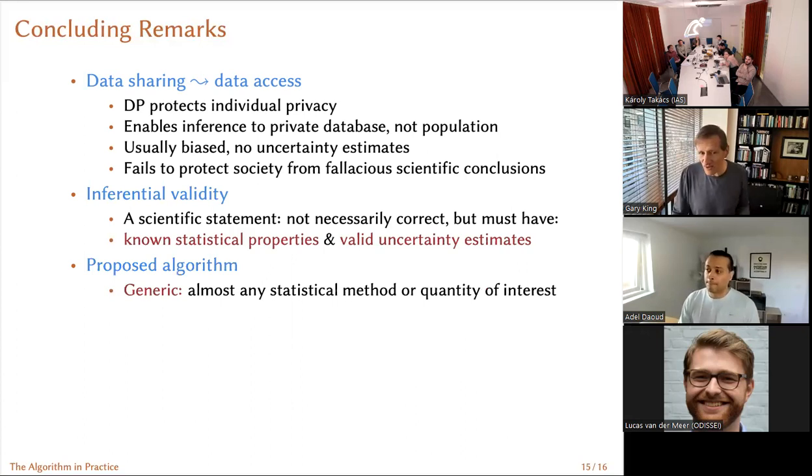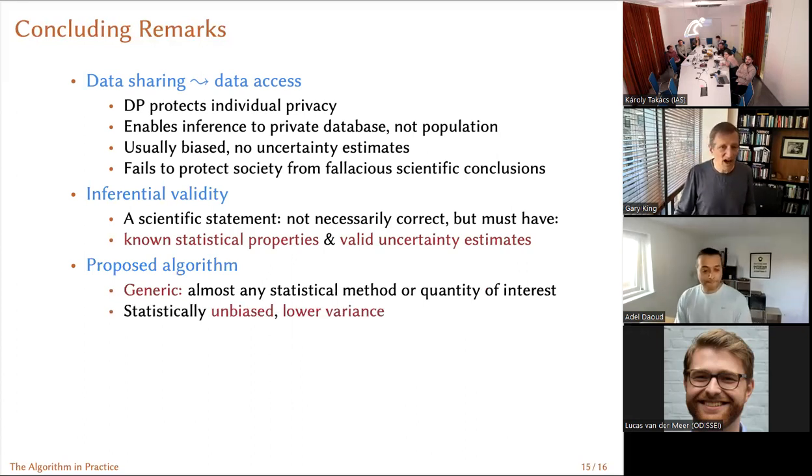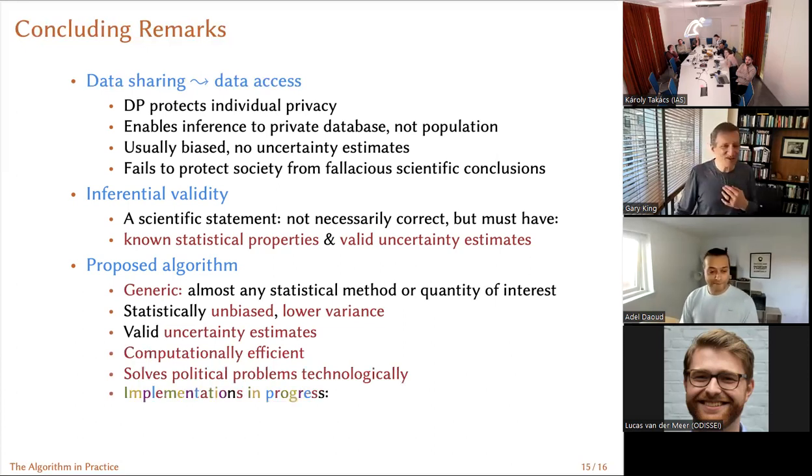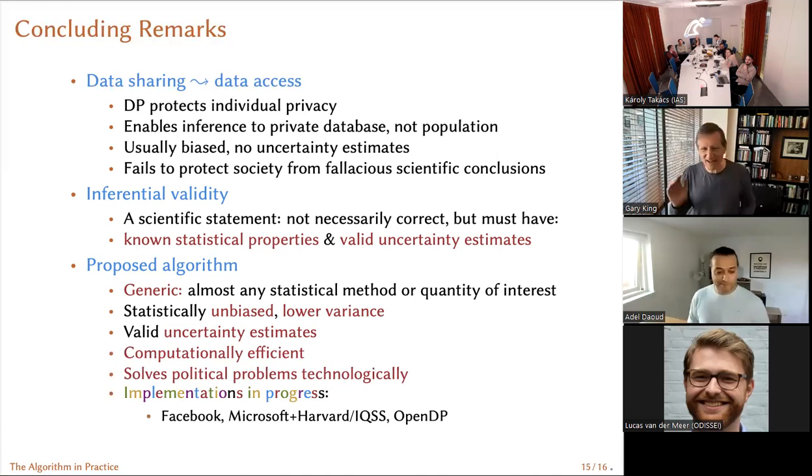This proposed algorithm is generic. Most statistical methods will work. It's statistically approximately unbiased, has lower variance, valid uncertainty estimates, is computationally efficient, solves political problems technologically, and there's a bunch of implementations at different stages. There's a version on the web which you can get in R. There's a version from Facebook that works on their servers.